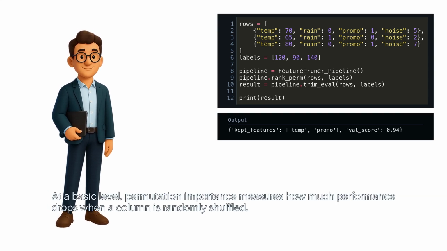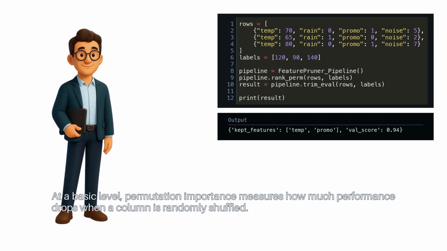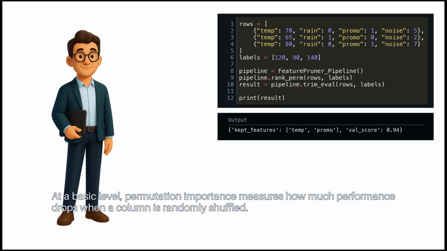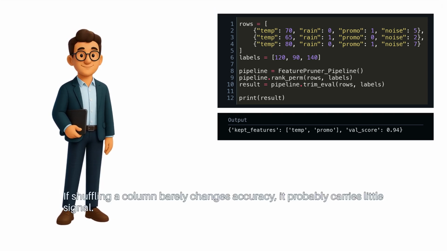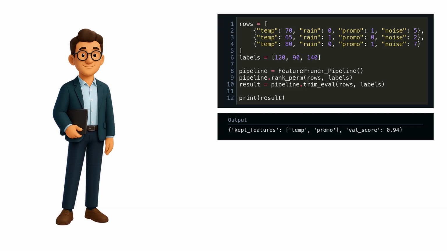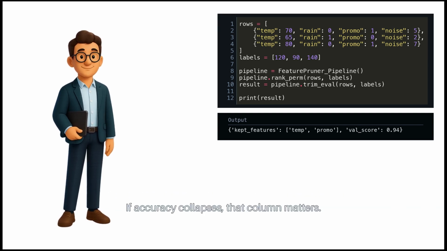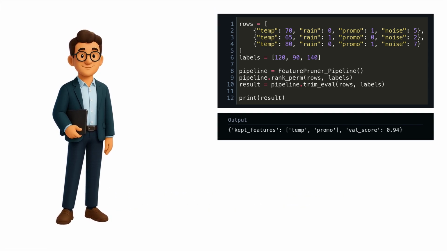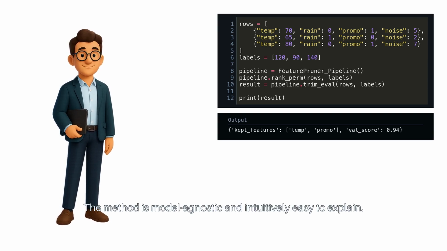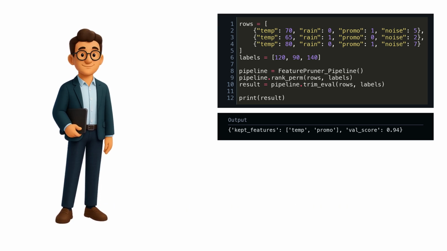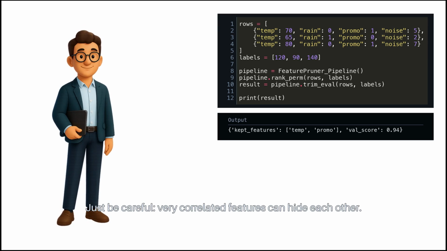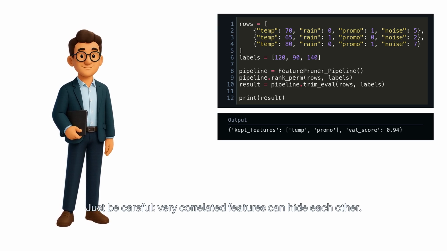At a basic level, permutation importance measures how much performance drops when a column is randomly shuffled. If shuffling a column barely changes accuracy, it probably carries little signal. If accuracy collapses, that column matters. The method is model agnostic and intuitively easy to explain. Just be careful. Very correlated features can hide each other.